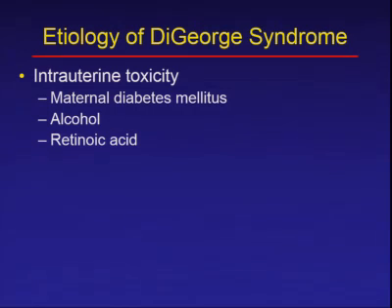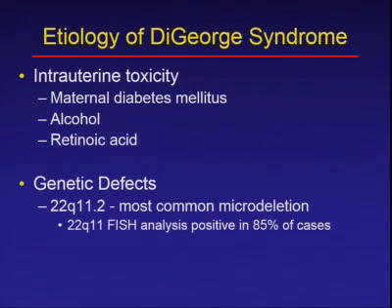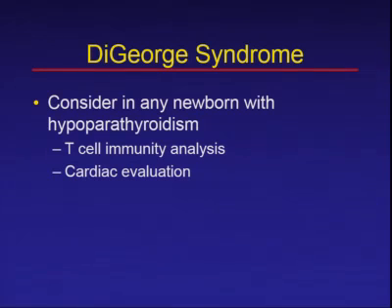There are secondary causes for DiGeorge. These are a variety of intrauterine toxicities, which can come from maternal diabetes, maternal alcohol use, or maternal retinoic acid exposure. But of course, the most common cause is this 22q11 microdeletion, estimated to be seen in up to 85% of patients with DiGeorge. Any infant that you diagnose with hypoparathyroidism should be evaluated for DiGeorge.